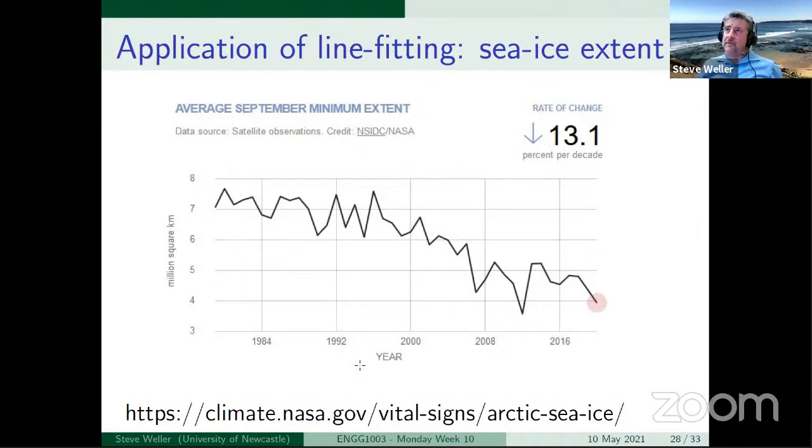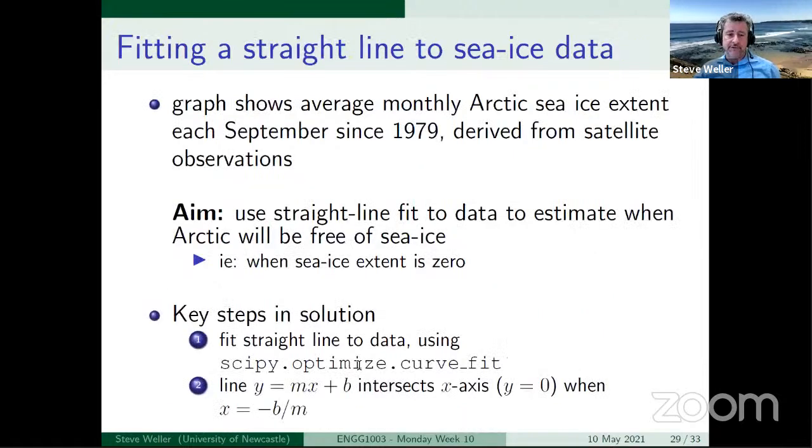Now, notice that I've chosen this example because I find it interesting. It's also real data. But it also means that sometimes when we're fitting straight lines to data, we're not proposing a mechanism. We're not trying to explain the data. We're using the data to model and forecast. We're not trying to model the impact of global warming or greenhouse gases or the effect of storms on the way that the sea ice evolves over the course of a season. We're just going to take the data and do a straight line fit to it.